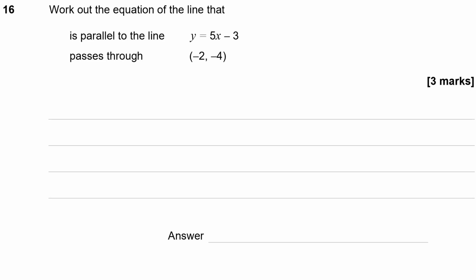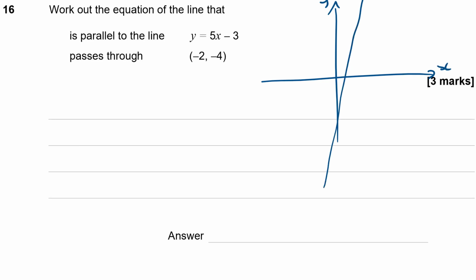Question 16 asks us to work out the equation of a line as parallel to the line y equals 5x minus 3 and passes through minus 2, minus 4. Now a quick sketch, you don't have to do this, I just like to do these sometimes. So y equals 5x minus 3, it's quite a steep line, passing through at minus 3. Now we're going to draw a line that is parallel to this, and it passes through minus 2, minus 4, so a point up here. So it has to be parallel. Okay, so these two lines look a bit wonky, but they're meant to be parallel.